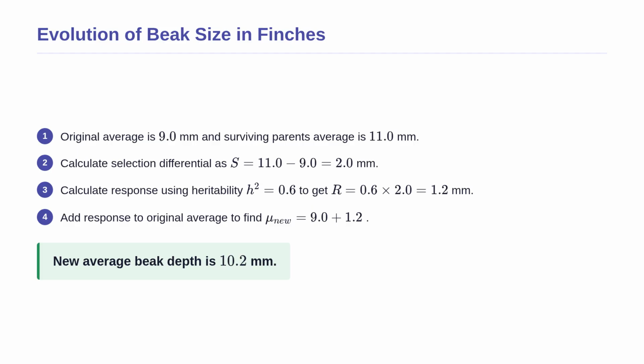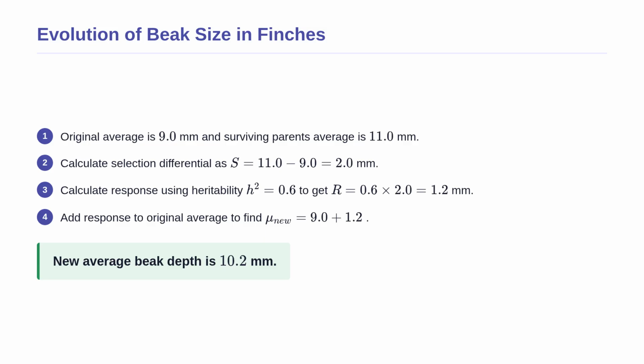Now that we have our mathematical model, let us see how it works with a classic example from nature. Imagine a population of wild finches with an average beak depth of 9.0 millimeters. After a severe drought, only finches with larger beaks survive, averaging 11.0 millimeters. First, we find the selection differential, S, by subtracting the original average from the survivor's average, giving us 2.0 millimeters.